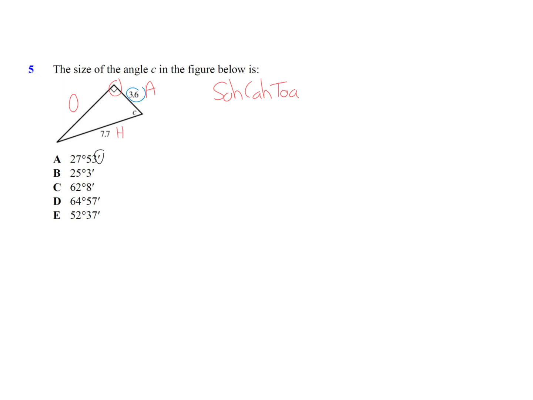That's adjacent 3.6, tick it. Then I've got hypotenuse 7.7, so I can tick the H. Together that gives me cosine that I can use. So I can write cosine of the angle C is adjacent 3.6 over hypotenuse 7.7.